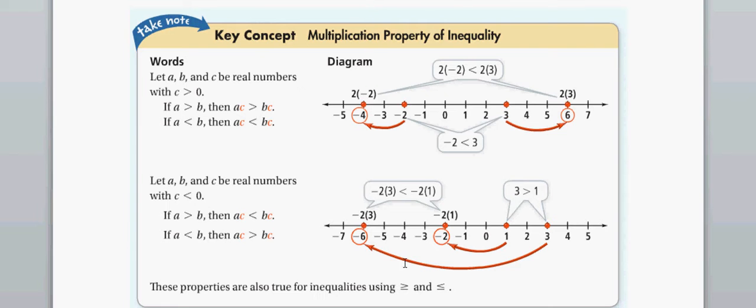Negative 6 is less than negative 2, so that inequality symbol will need to change from a greater than to a less than symbol. Therefore, anytime that we multiply or divide by a negative, it flips the symbol. There's a lot of other ways to explain this, but this one is a diagram. It's quite easy to follow, and we can see how it changes it because it moves it to the other side of the number line.